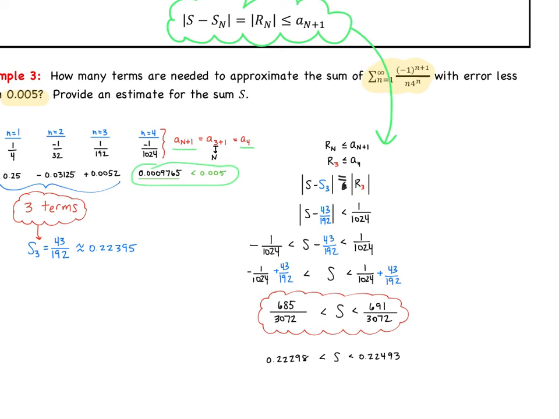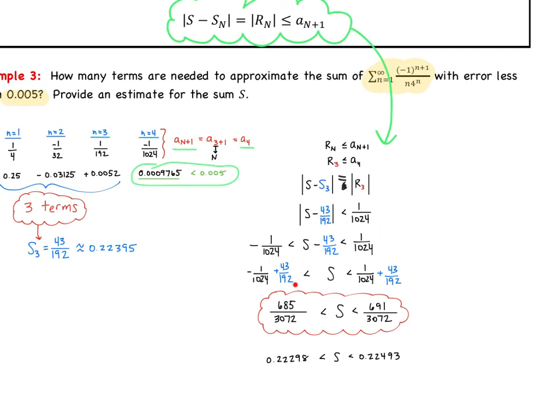So what we're going to do is our little substitution. The absolute value of S minus S3, because we want the sum of those first 3 terms, that partial sum, is equal to that remainder. And this is going to be less than that a4, that last term, the absolute value of it. So we're just looking at 1 over 1024. Now we just have to solve for S. Where does S fall between? If I rewrite this, dropping the absolute value bars, we can say that S minus 43 over 192 is between negative 1 over 1024 and positive 1 over 1024.